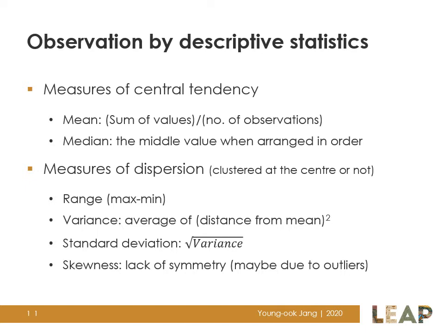And we have several measures of dispersion as well. The range, the difference between maximum and minimum value, and then variance, the average of distance from mean squared. So this is the measure which gauges how far individual value is from the mean. Okay, and standard deviation is the square root of variance, and skewness here. Skewness is lack of symmetry.